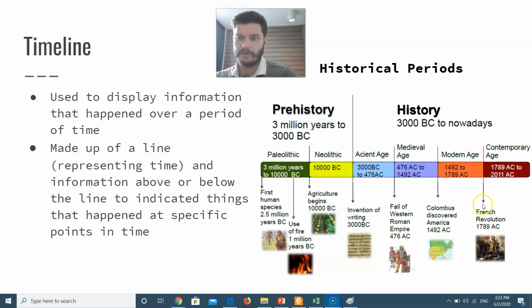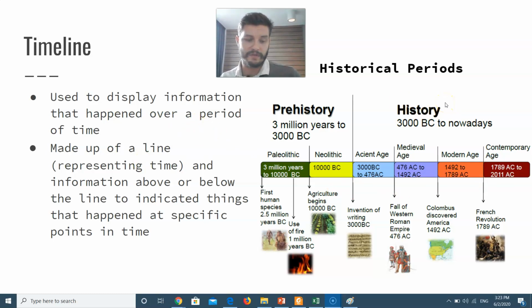So again, organized chronologically, from the first thing that happened 3 million years ago in regards to human history or prehistory, until the most recent era, the most recent thing that happened.